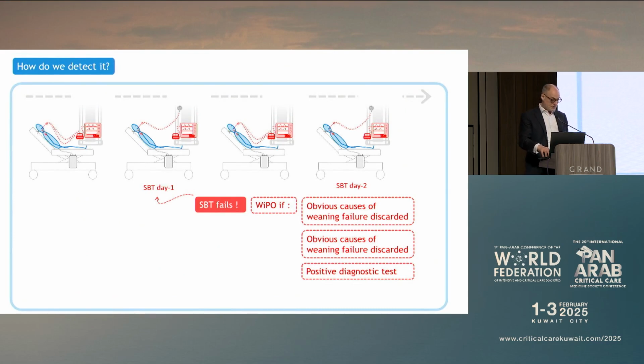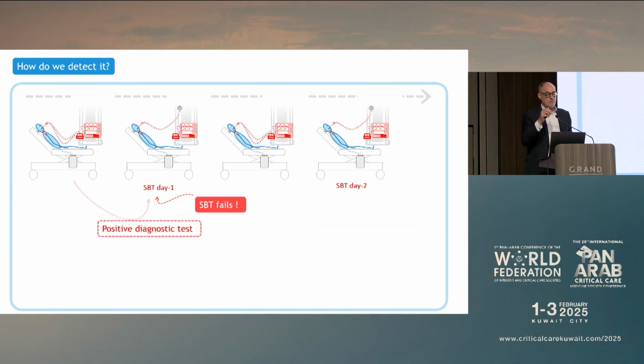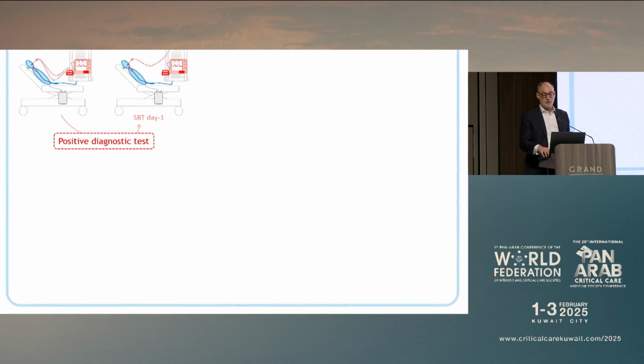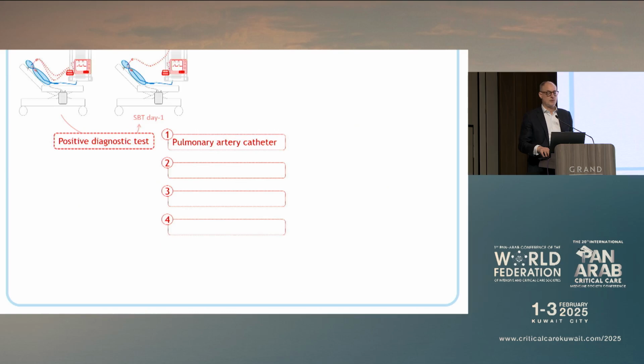Then, of course, to establish the diagnosis, you must have something that detects what happened during the spontaneous breathing trial. I mean something that has changed from baseline and that indicates weaning-induced pulmonary edema. And today, 6 ways to diagnose this weaning-induced pulmonary edema could be used.